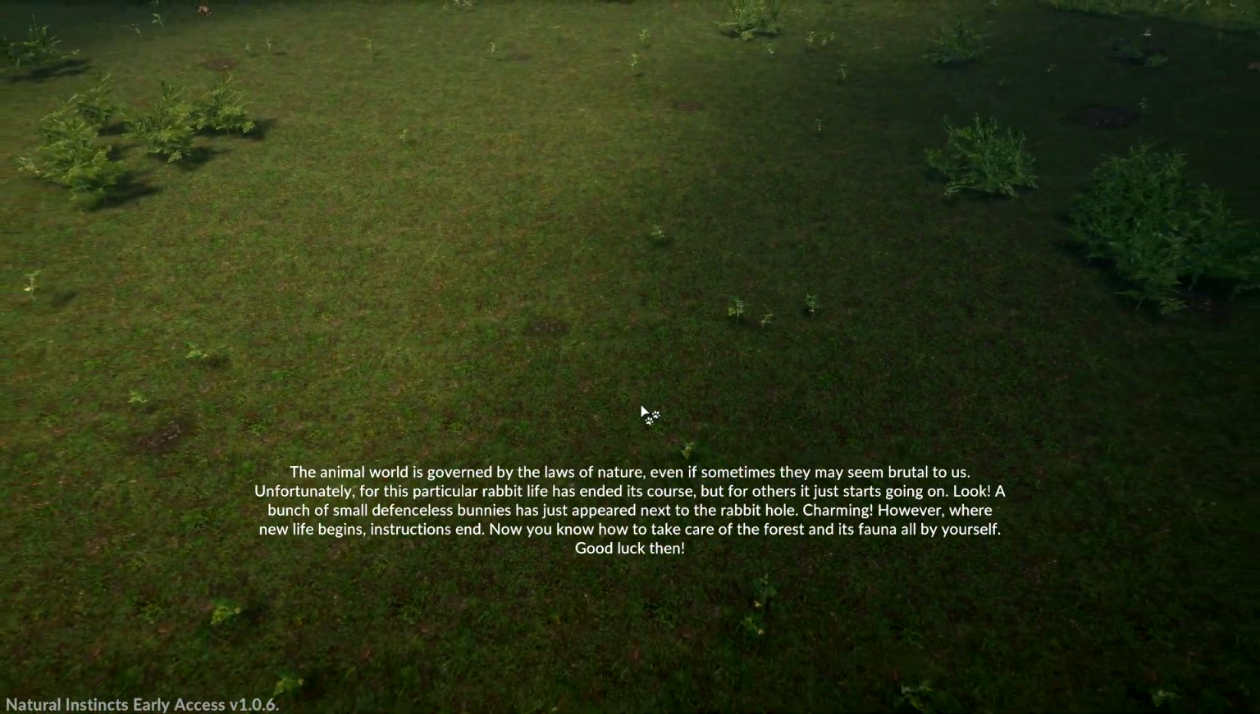Now you know how to take care of the forest and its fauna all by yourself. Good luck then.